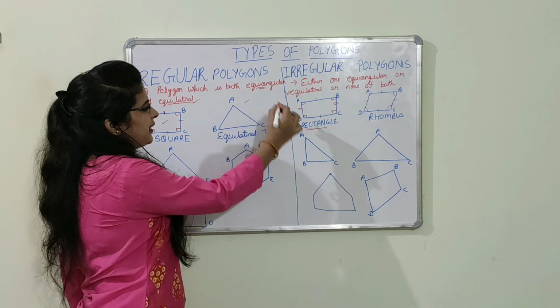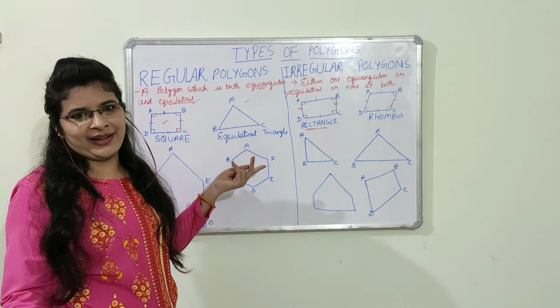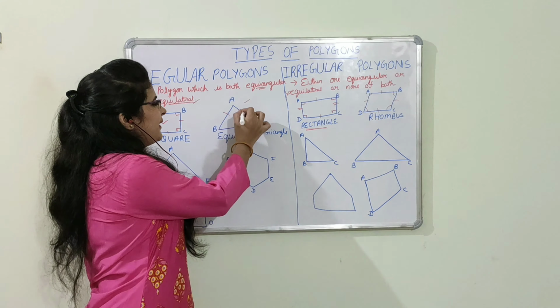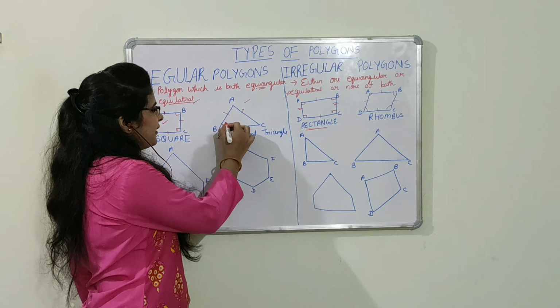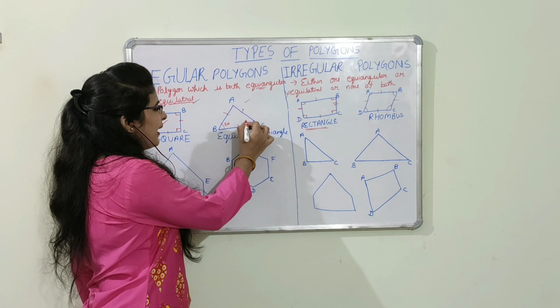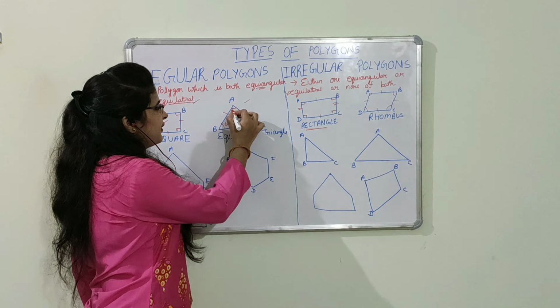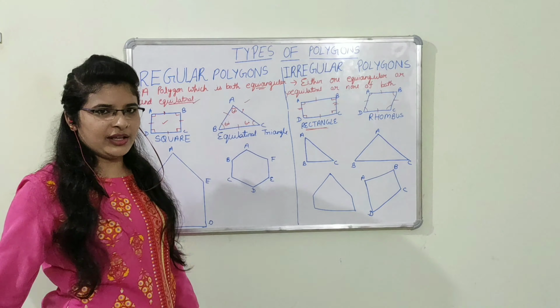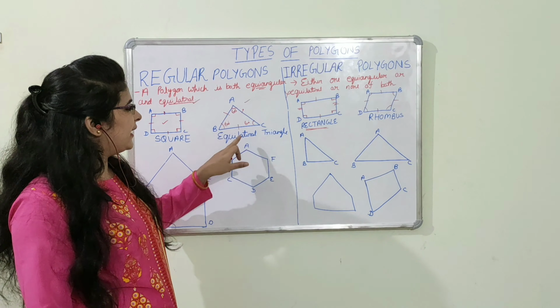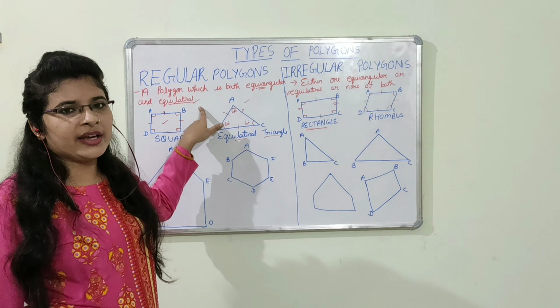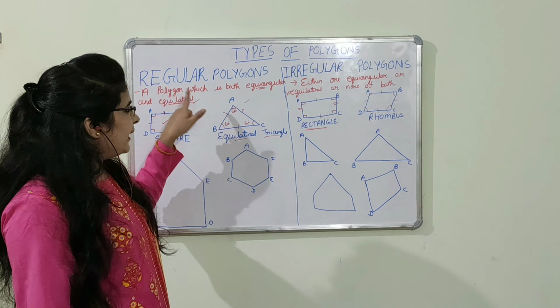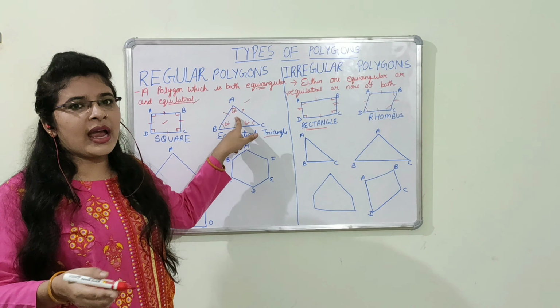Now, come to the triangle. Equilateral triangle. Equilateral triangle means all the sides are equal to each other, and in an equilateral triangle, all the angles are equal to 60 degrees. Therefore, this triangle, that is the equilateral triangle, is an example of a regular polygon because it is equiangular also and it is equilateral.